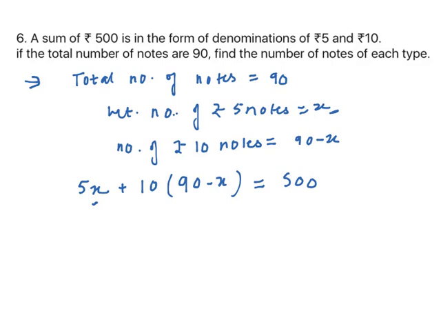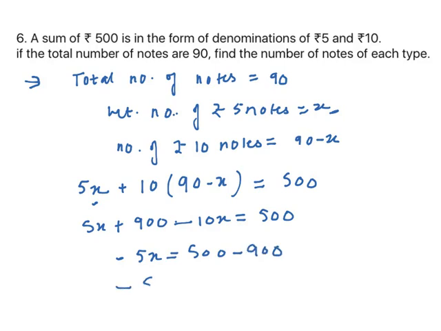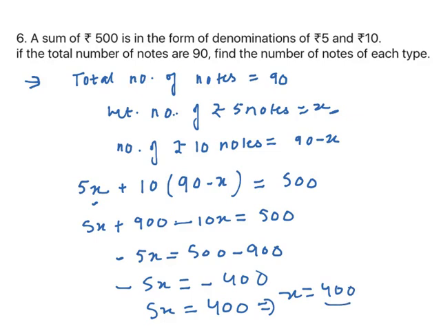Now we will solve for the value of x. We will have 5x plus 900 minus 10x is equal to 500. So 5x minus 10x is minus 5x equals 500 minus 900. So minus 5x is equal to minus 400. So 5x is equal to 400. Then we have x is equal to 400 by 5. It means it is 80.